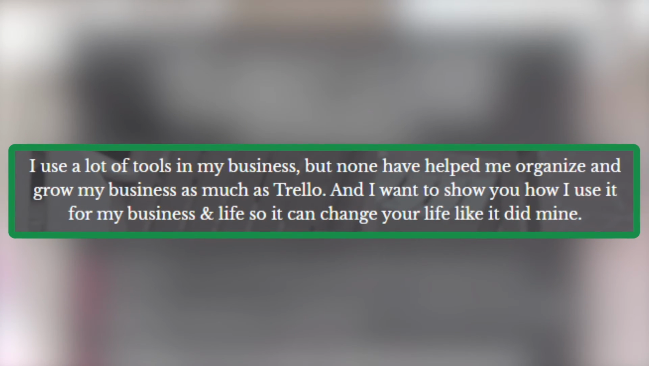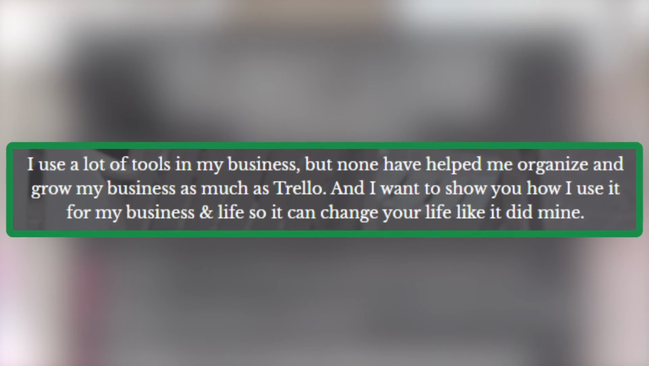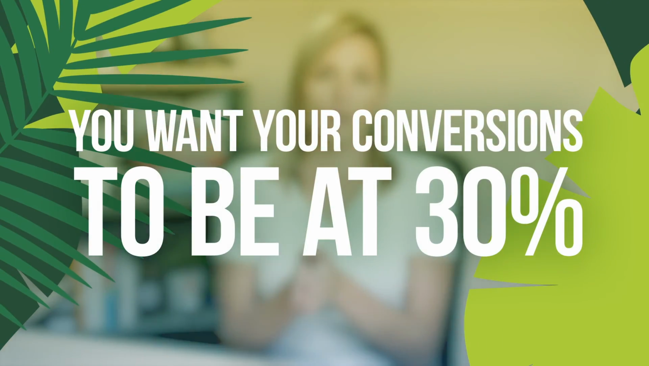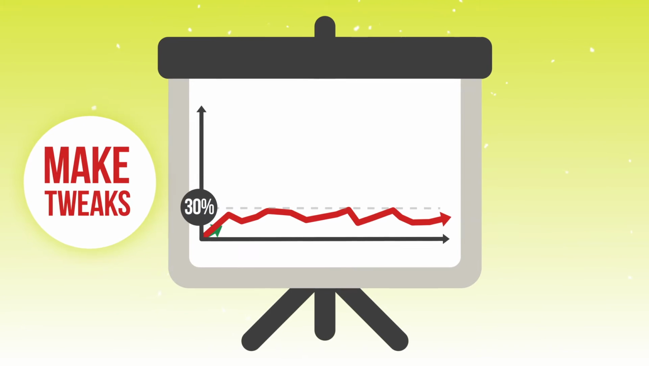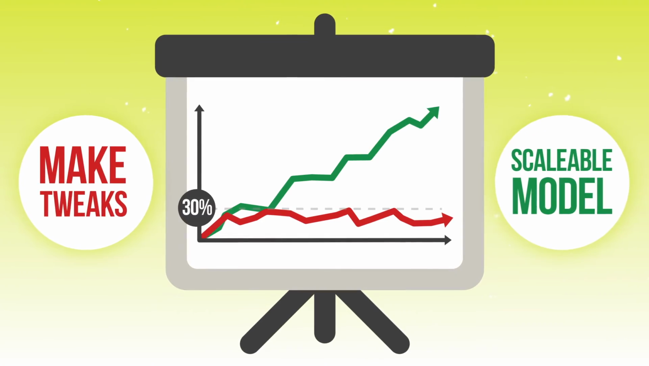Once your opt-in is out in the world, you'll be able to see how well it converts. But what are good conversion numbers? 30% is a good marker. If it's under 30%, we want to start making tweaks. And if it's 30% or above, then it is a scalable model. You could put Facebook ads to it, do a whole bunch of other things.